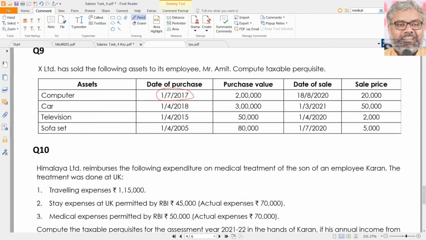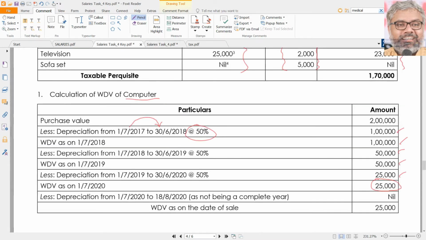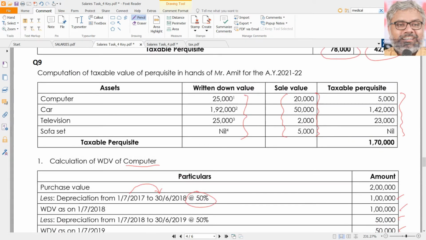For the period, we should not take any proportionate amounts. The date here is 18th August 2020. Don't apply your accounting knowledge here. Nothing like that has to be done. For the period of 1/7/2020 to 18th August 2020, nothing should be taken because it is not even a completed year. So this is irrelevant. Only 25,000 is the WDV for this purpose of valuation of perquisite according to the Income Tax Act. But this is sold for 20,000 only, so the value of perquisite will be 5,000. That's it. That is for computer.